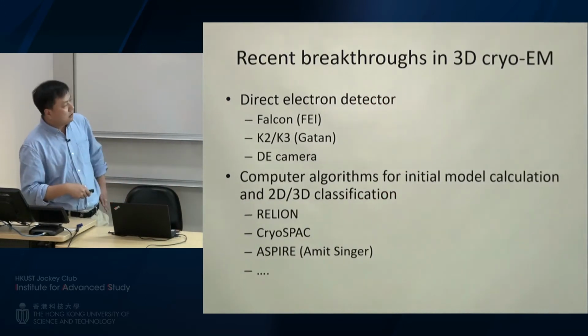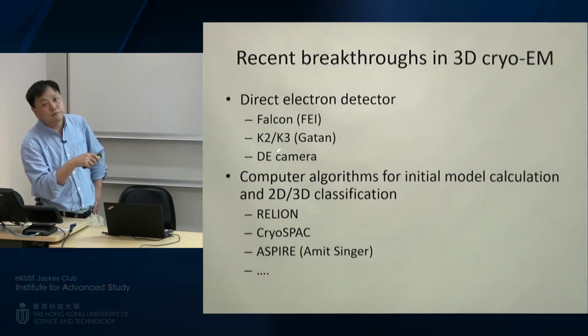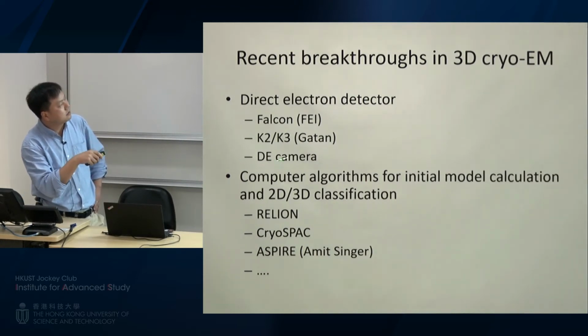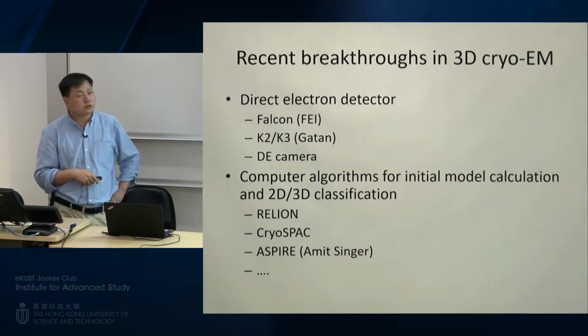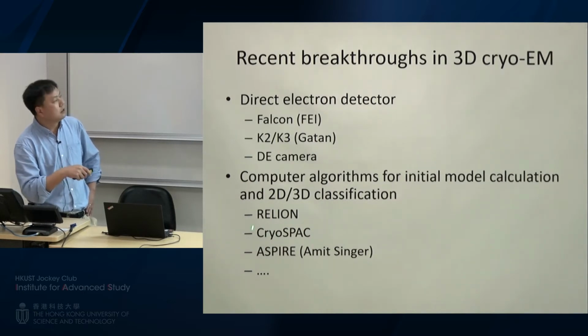But Cryo-EM only became very famous in the recent 3 years. This is because there were two major breakthroughs. One major breakthrough, as Peking mentioned, is a new detector. The so-called direct electron detector is a new generation of detector. Here are 3 vendors. Another major breakthrough has been the emerging algorithms for initial model calculation and efficient 2D and 3D classification. For example, I have mentioned here RELION and cryoSPARC, two of the most popular software packages used by Cryo-EM groups. And our next speaker, Amit Singer, his lab also developed another Cryo-EM software called ASPIRE. I think he will probably introduce some features of ASPIRE.